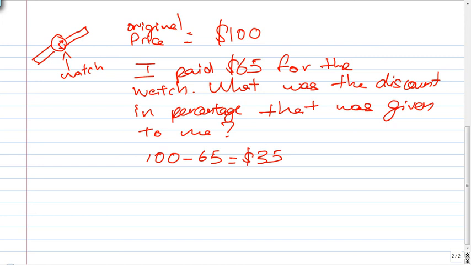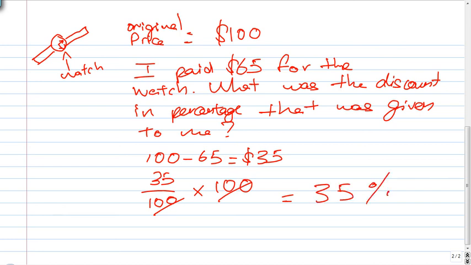So how do I express it as a percentage? What I have to do is take 35 divided by 100 times 100. Cancel 100, cancel 100. What I'll get is 35%. So there you go. That probably wraps up our lesson on discounts because it's very, very simple.